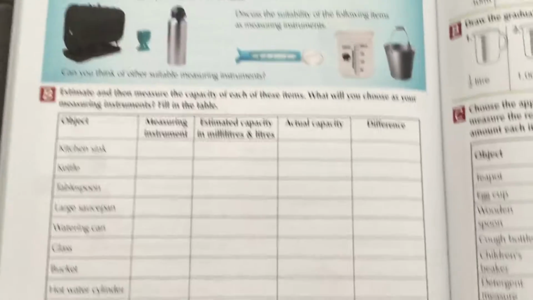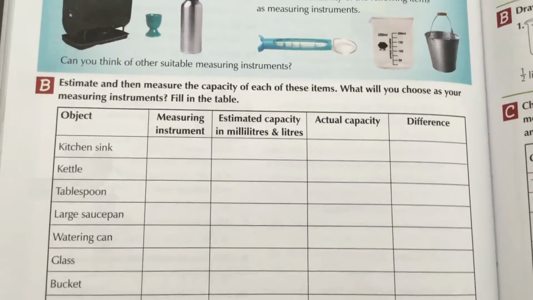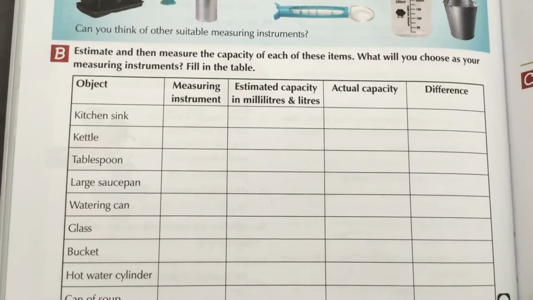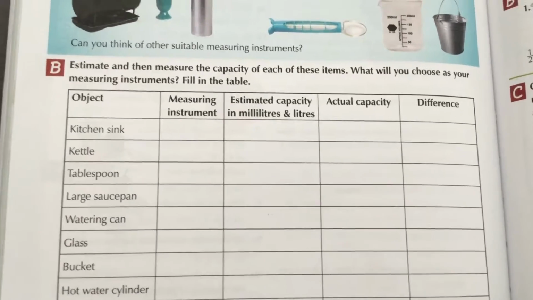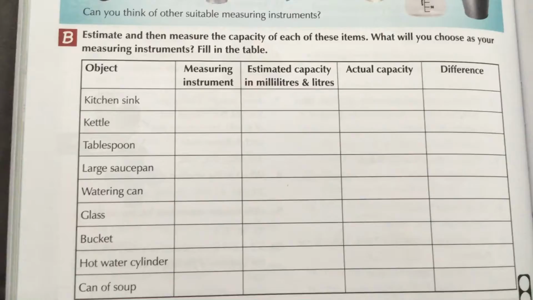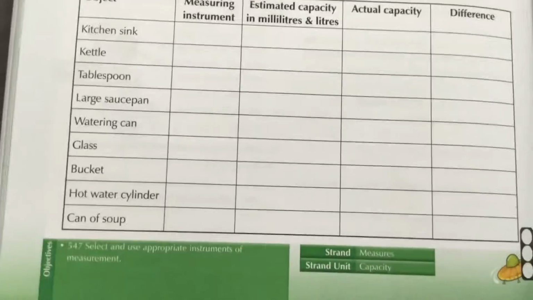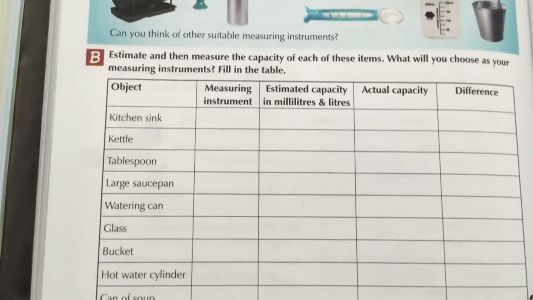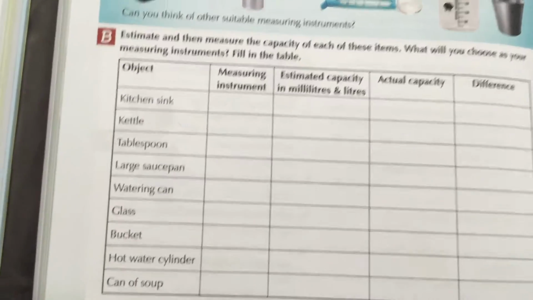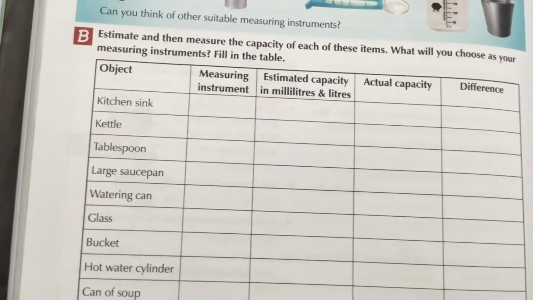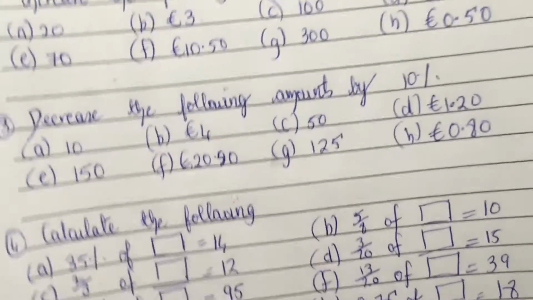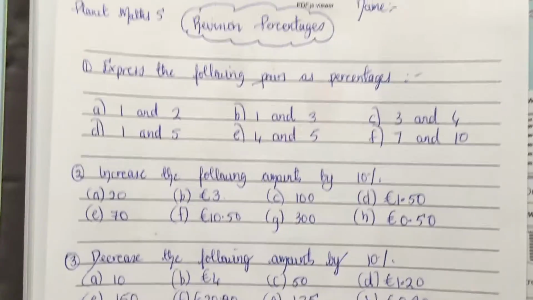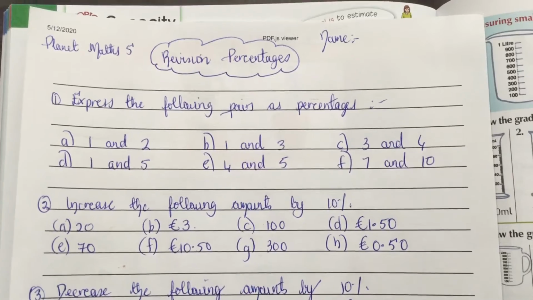So if you want to try those at home, your measuring instrument you're going to use, your estimation in milliliters and litres, the actual capacity, and then what the difference was, so you subtract one from the other to see how near you were in your estimation. But it's very good in understanding capacity, guys, and how many milliliters or litres fill an object. Okay, so that's for your work today.